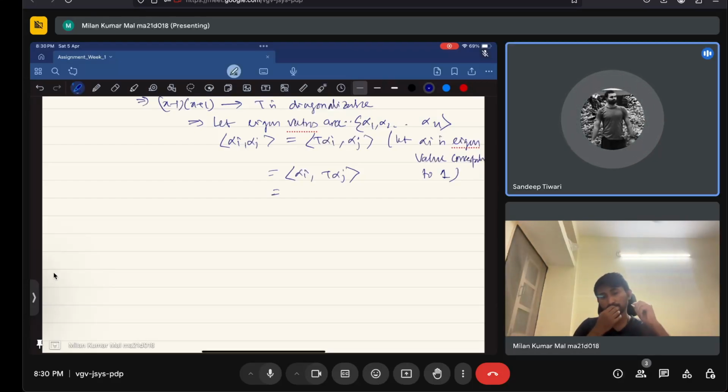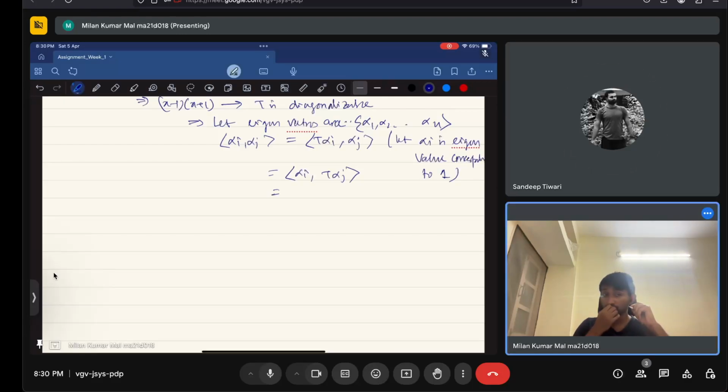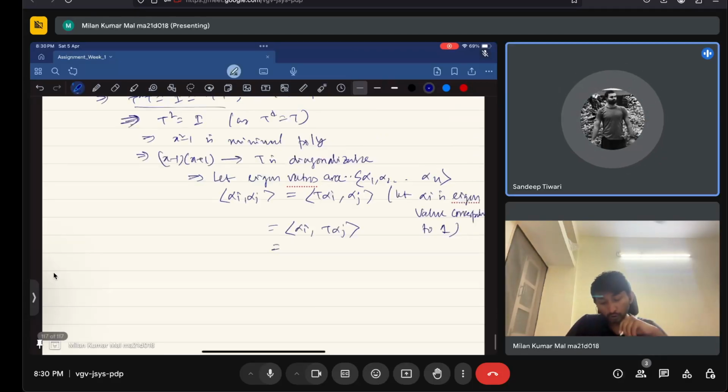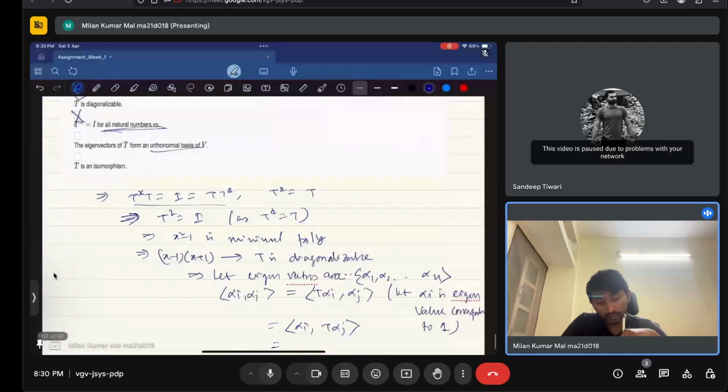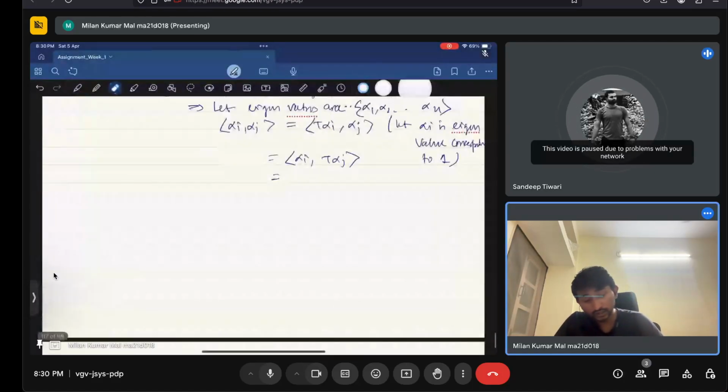Sir, self-adjoint means... No, this is not true. Then eigenvectors should form an orthonormal basis. Eigenvectors will be orthonormal basis. Yeah, orthonormal is correct. Why, sir, is orthonormal correct?